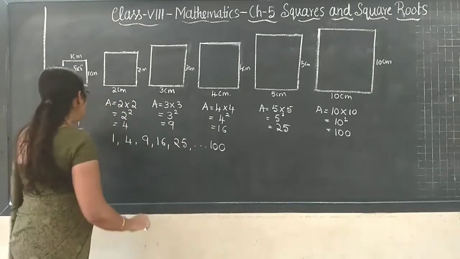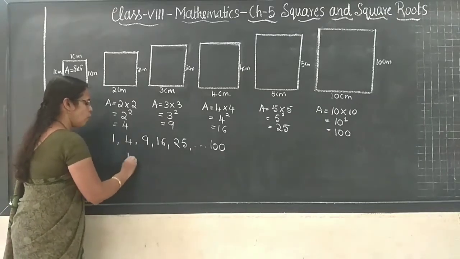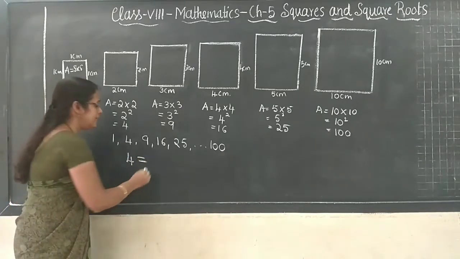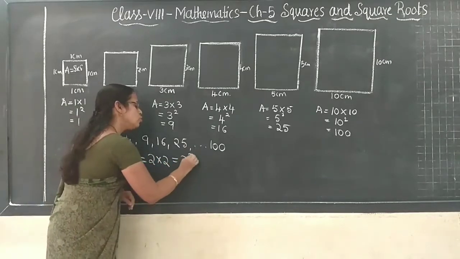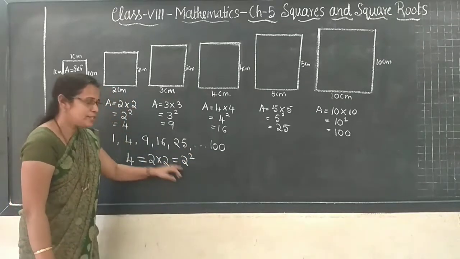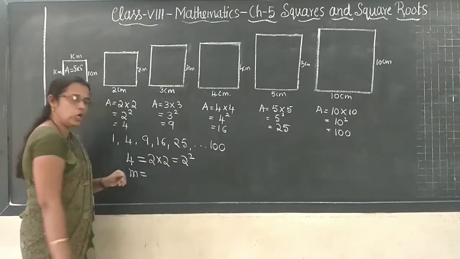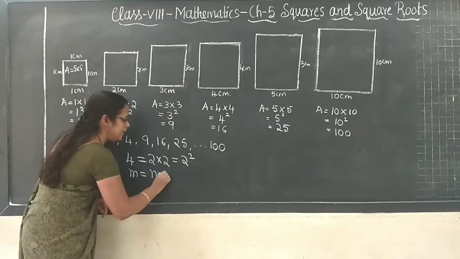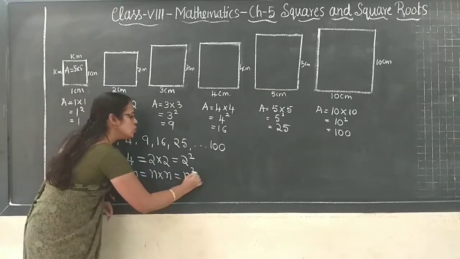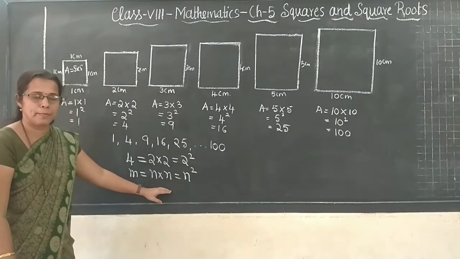In general, how can we write these square numbers? See here. If I take 4, 4 can be written as 2 into 2. This can be written as 2 square. Will you agree, children? So here, this is taken as m. This is n into n, two times. So this is the general form of square numbers.